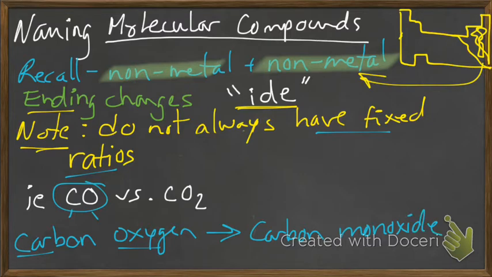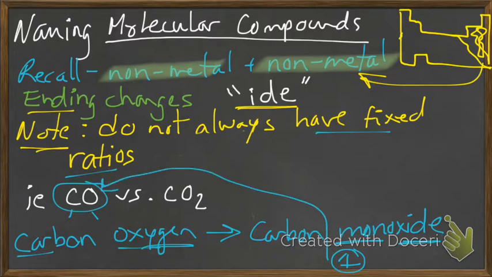Two things to keep in mind. First, I'm going to change that ending because it looks not great. So, oxide instead of oxygen. And I also have mono here. Okay? Mono means one. I have one oxygen.